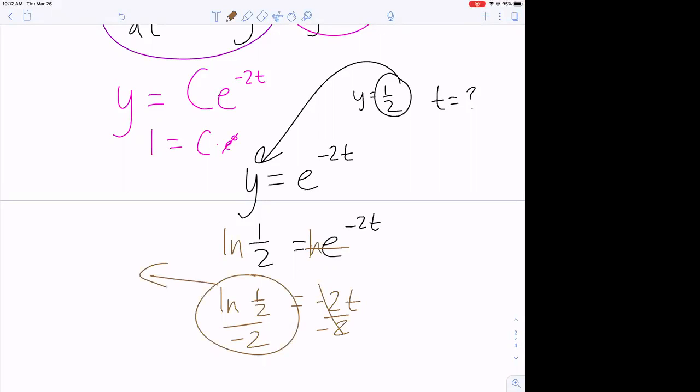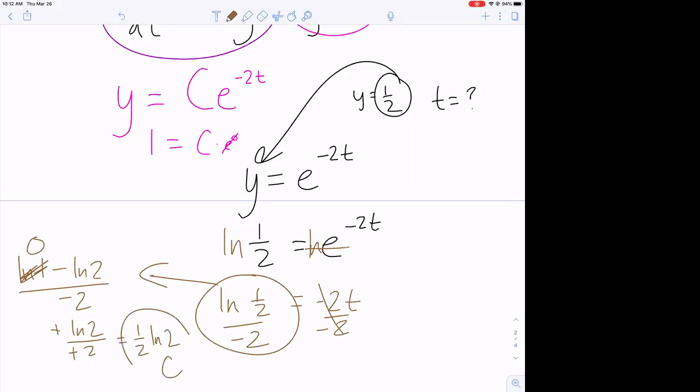Hi, Emma, welcome. So yeah, you can do ln of 1 minus ln of 2 all over -2, and then this is just 0. So then you'd have negative ln of 2 over -2, and the 2's go away, and you get that, which is the same thing as 1/2 ln 2, I guess, which is choice C.